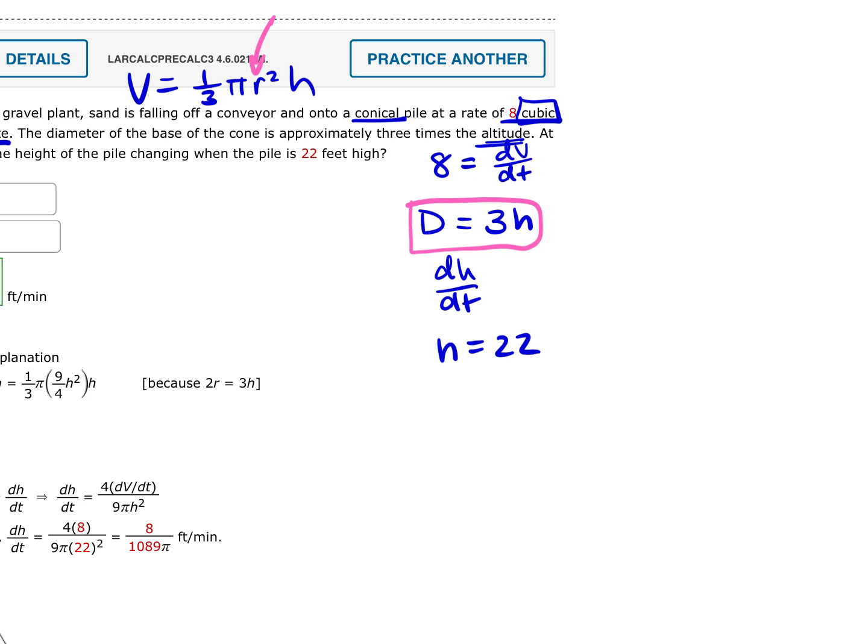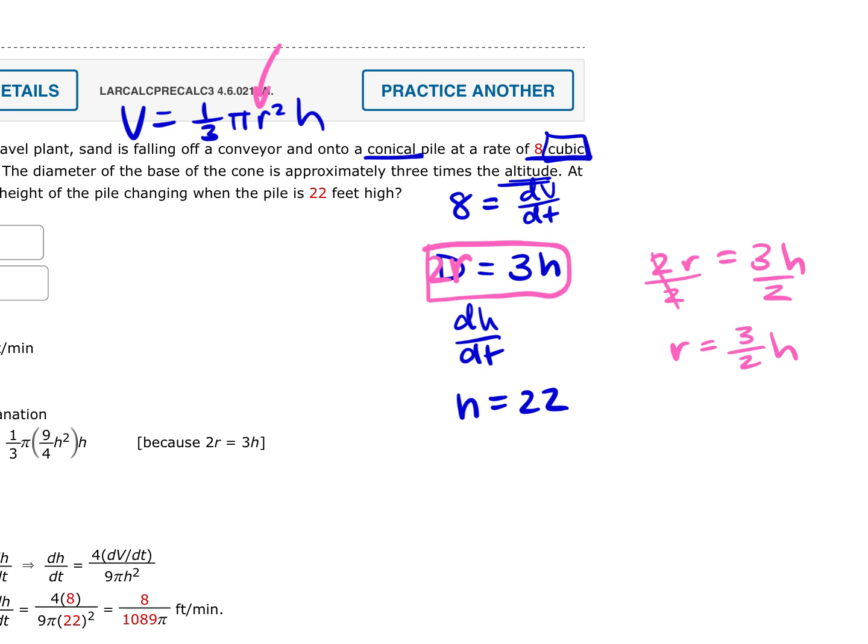Because it says the diameter. But how do we come up with the radius from the diameter? D is 2R. So I'm just going to replace D with 2R. So 2R is equal to 3H. I want to get R all by itself, so I'm going to divide both sides by 2. So R is equal to 3 over 2 H.